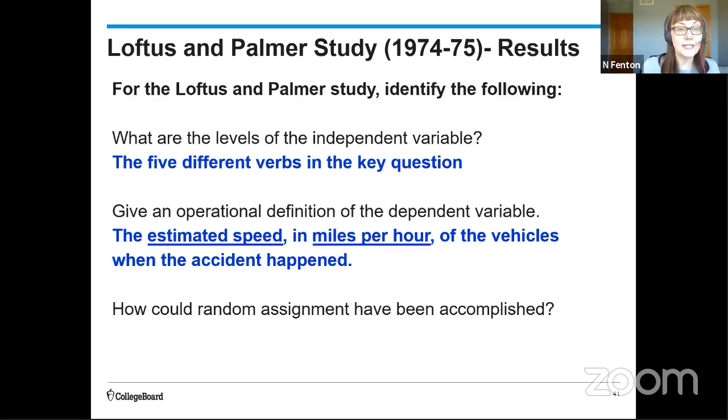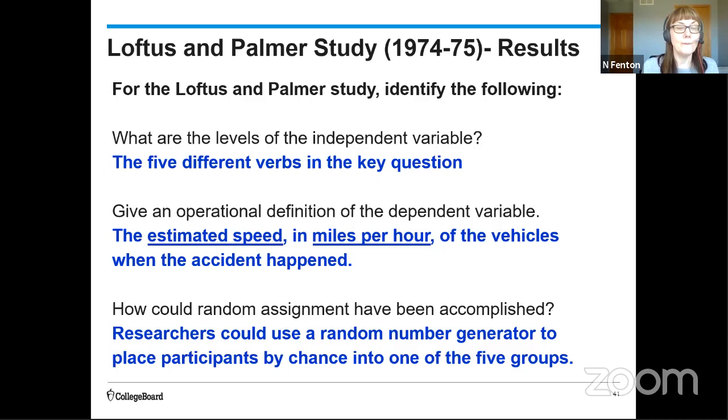How could Loftus and Palmer do random assignment? And you remember, you need random assignment if you're going to have cause and effect conclusions in your experiment. So she's got her participants, and she would have to maybe use a random number generator and use that to place participants by chance into one of the 5 groups.